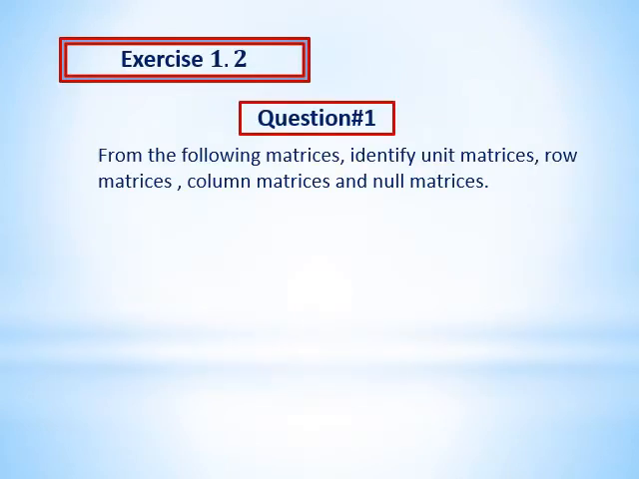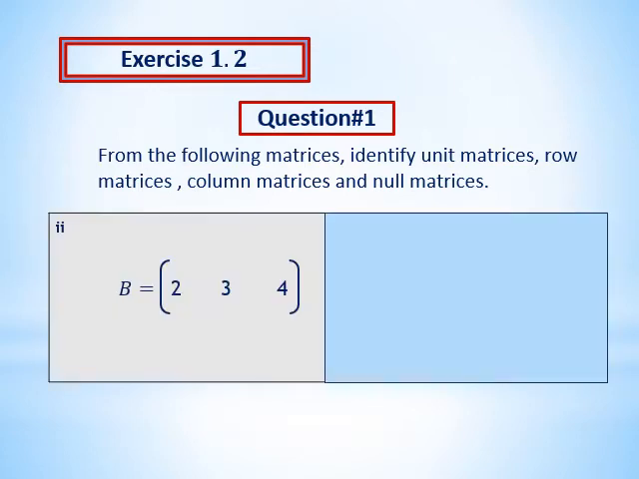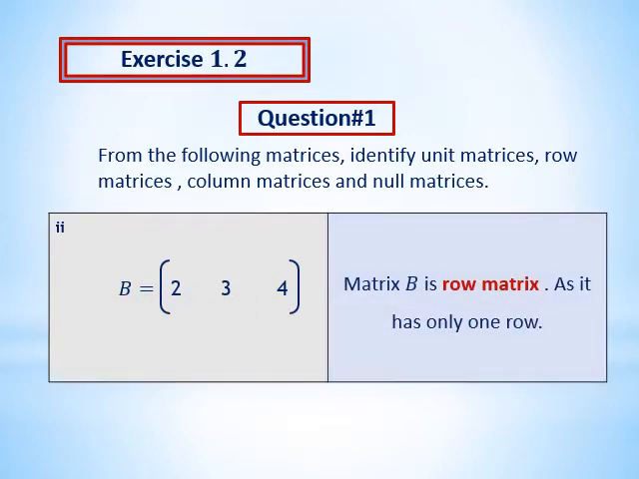Next, the same question, part 2. Matrix B is given, and its entries are 2, 3, and 4, and these entries are just in one row. Matrix B is a row matrix, as we know that if a matrix has only one row, then that matrix is a row matrix. So matrix B, having only one row, is called a row matrix.